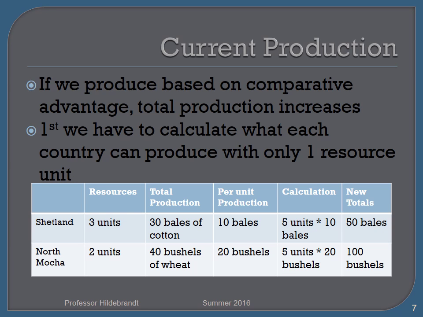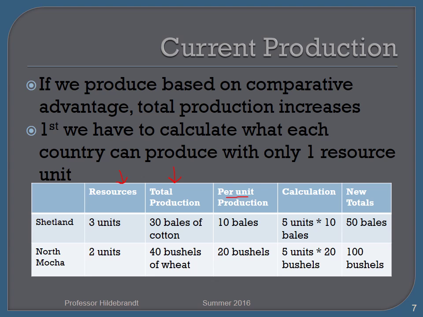So if we produce based on comparative advantage, total production would increase. But in order to figure this out, first we have to calculate what each country would produce with only 1 resource unit. So I pulled these first 2 columns of numbers, resource units and total production, from previous slides. Again, Sheetland is going to focus on cotton. Previously Sheetland put 3 units into cotton and they were able to produce 30 bales. So their per unit production is simply 30 bales divided by 3 units, or 10.